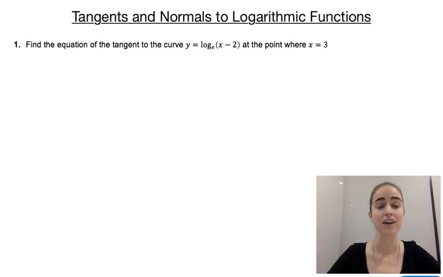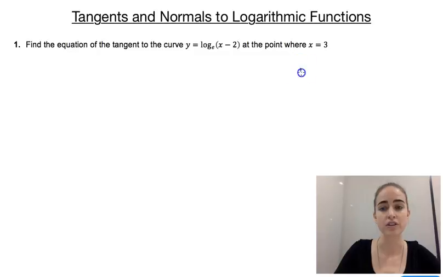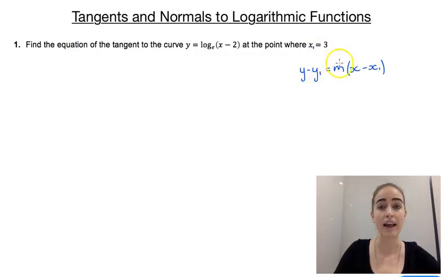So our first question asks us to find the equation of the tangent to the curve y equals log to the base e of x minus 2 at the point where x equals 3. So we're going to have to use the point gradient form of a line. So y minus y1 equals m outside of x minus x1. So we already have our x value, so our x1 term. We need to find our y1 and our m, and then we can substitute in here.